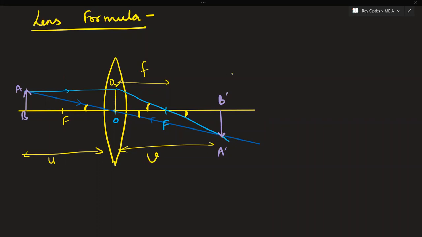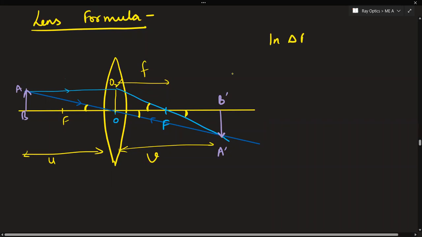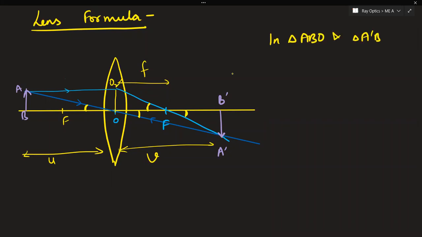Same thing, we'll use similarity criteria only. So triangle ABO and triangle A dash B dash O, both are similar. So A dash B dash by AB is equal to OB dash by OB.